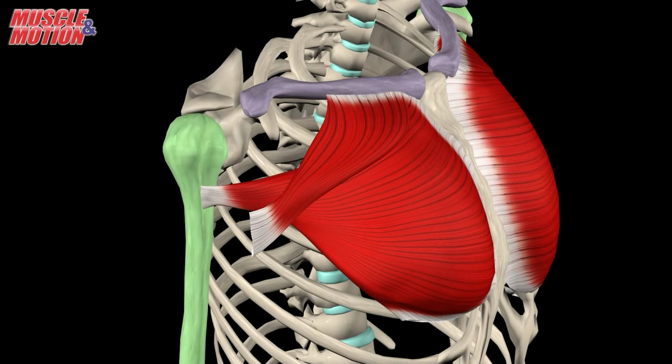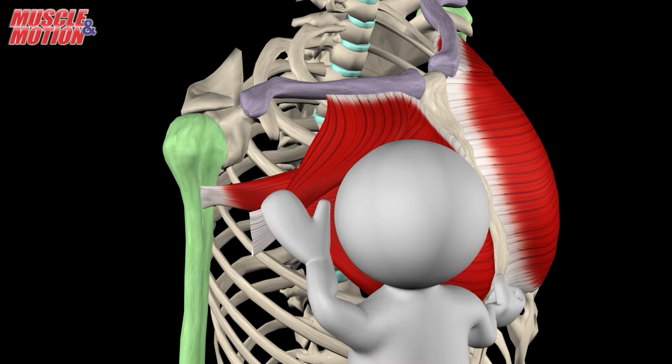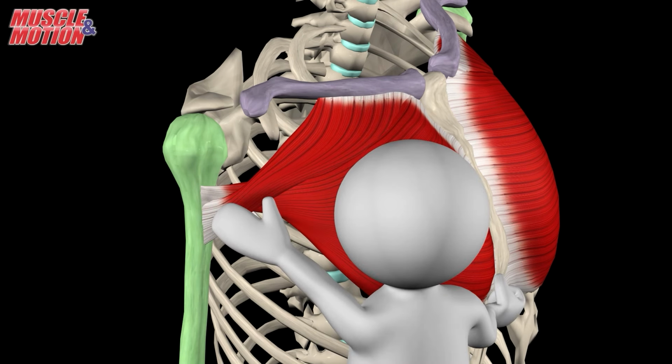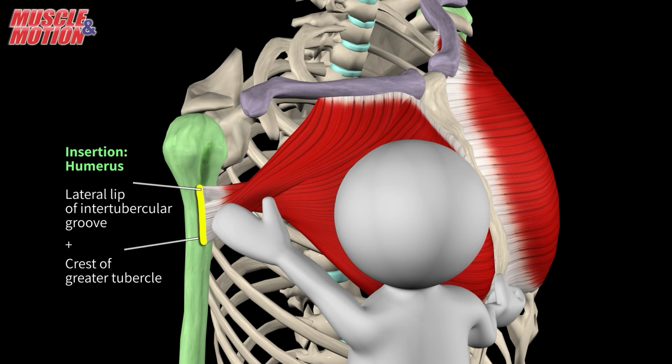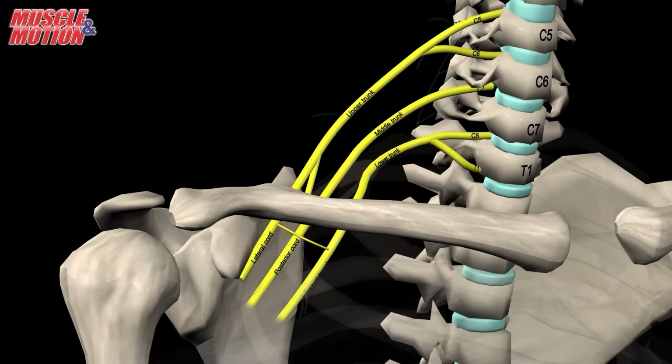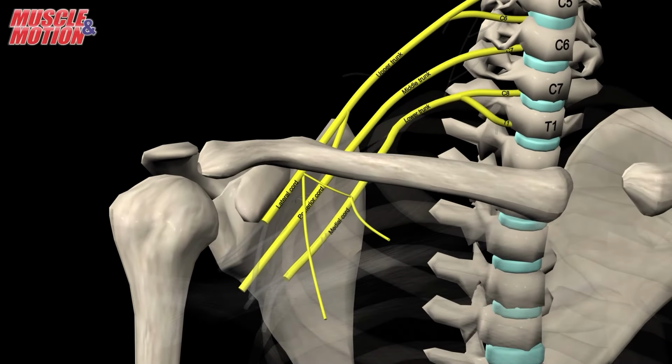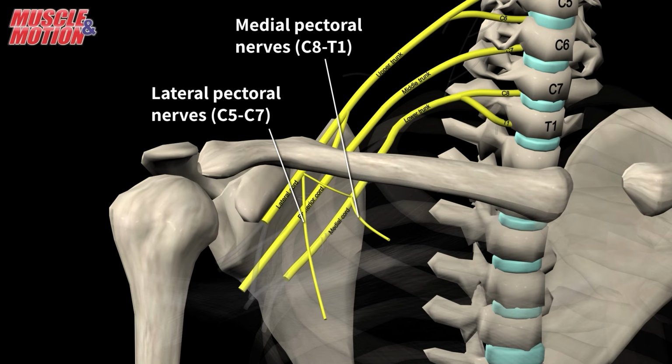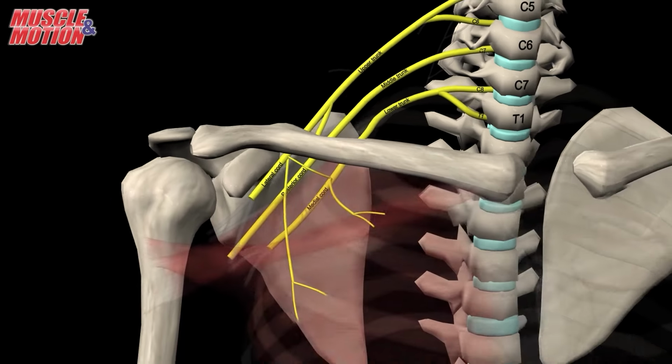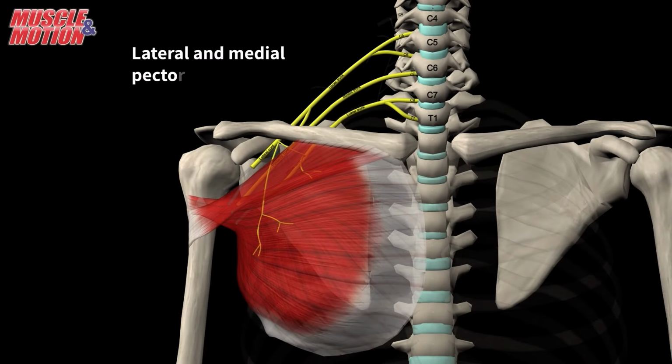The muscle fibers from all three parts run laterally and converge into a broad tendon that inserts (distal attachment) into the lateral lip of the intertubercular sulcus of the humerus. The innervation of the pectoralis major comes from the lateral pectoral nerves and medial pectoral nerves. Lateral and medial pectoral nerves, C5 to T1.